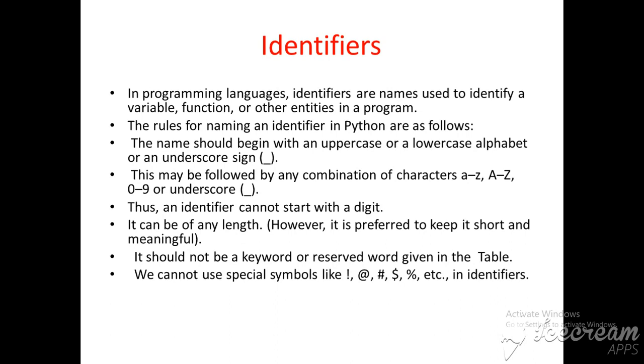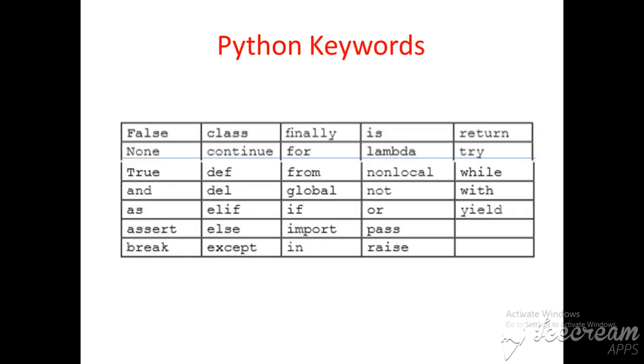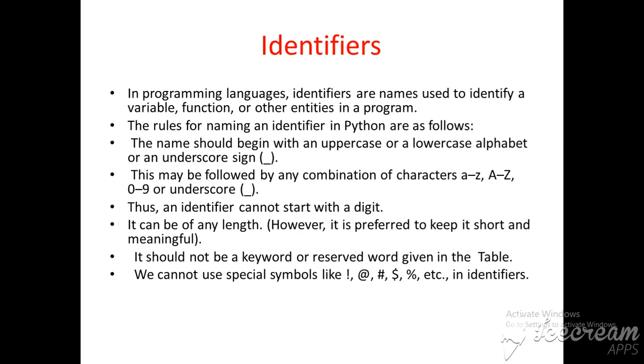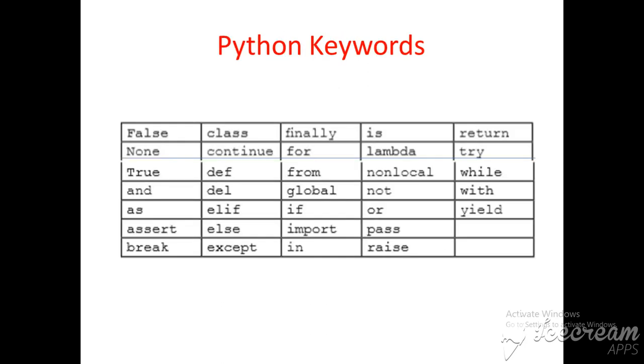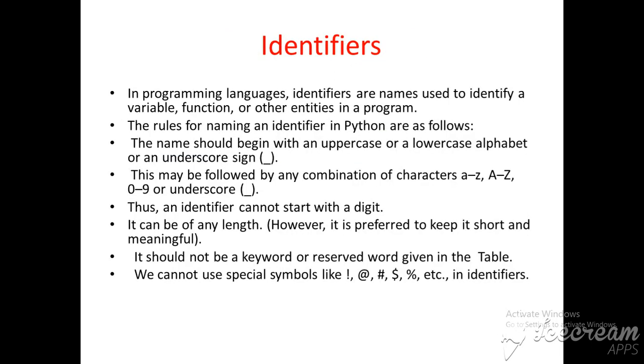The next main rule is that it should not be a keyword or reserved word. In the previous table we already studied the keywords. So identifiers cannot use any keywords. We cannot use any keyword for giving the name to a variable. This is the main thing to understand. Another rule is that we cannot use special symbols like at, hash, dollar, percentage in the name of an identifier. So these are the main rules for naming an identifier.